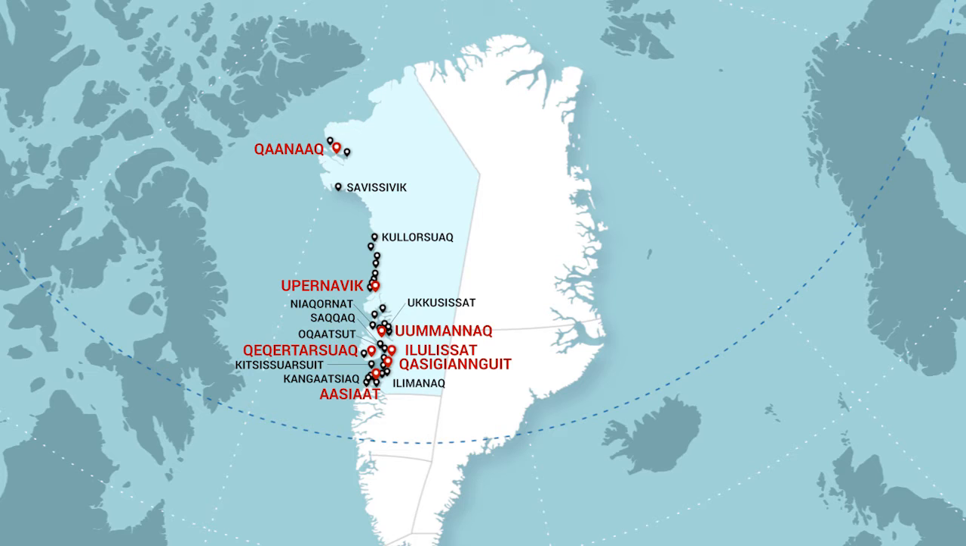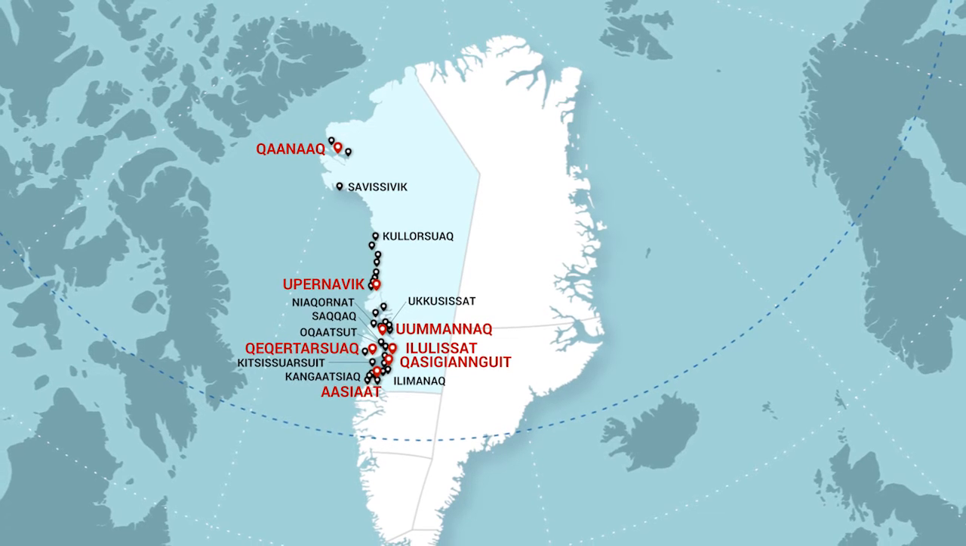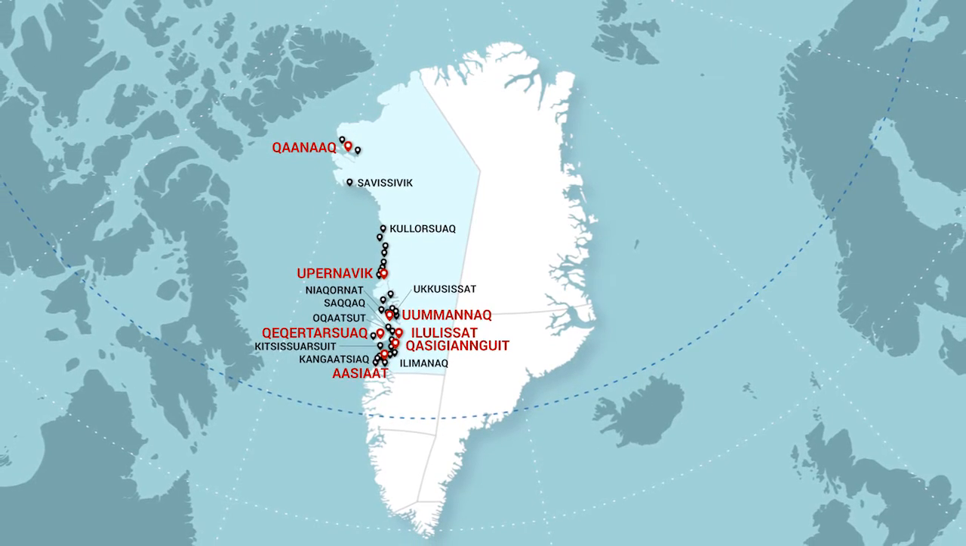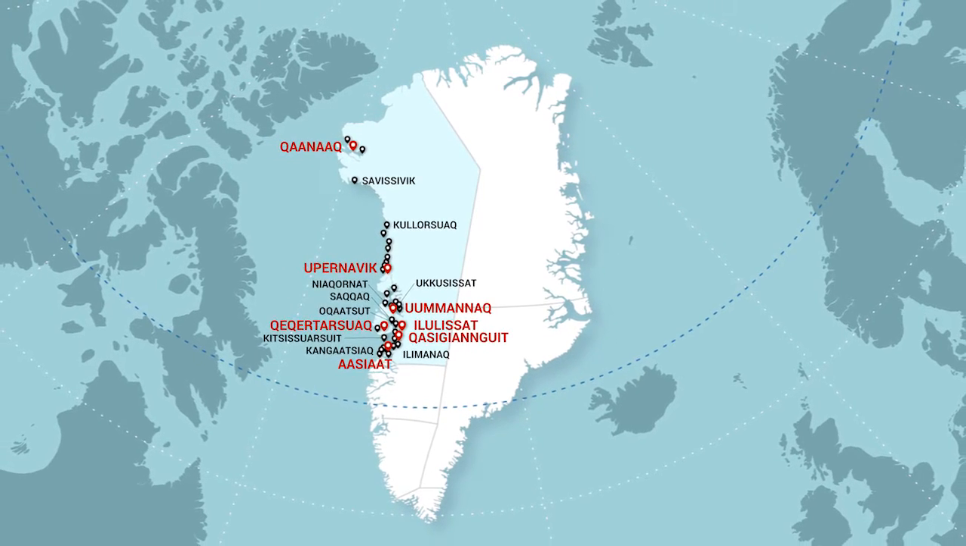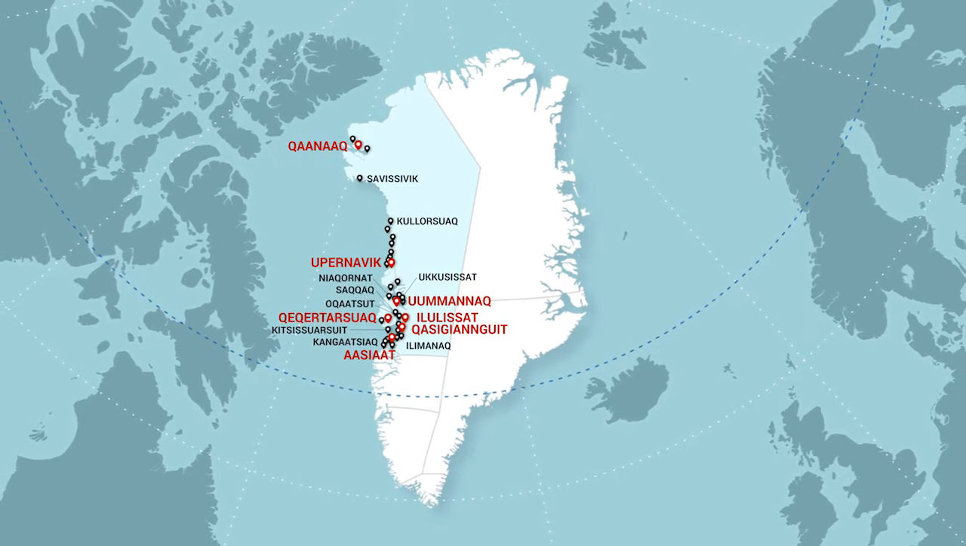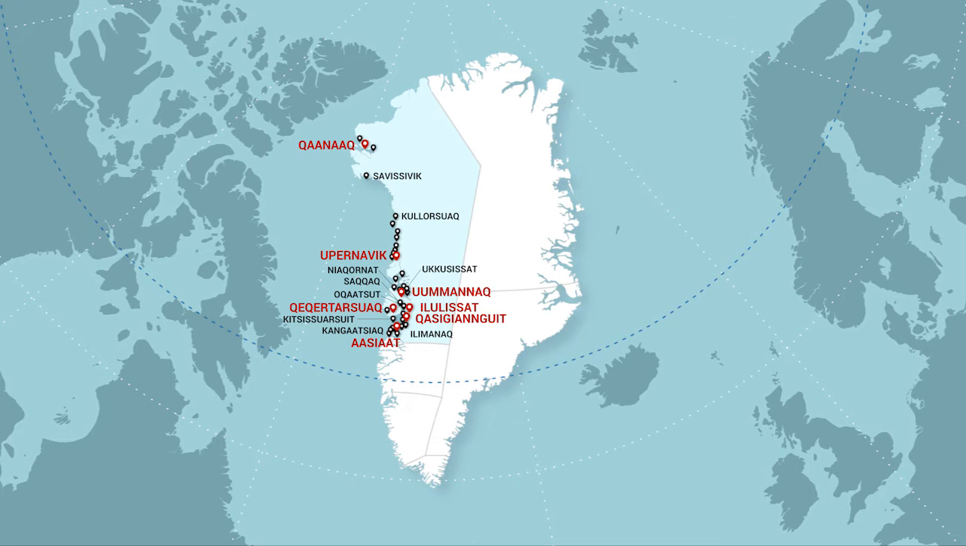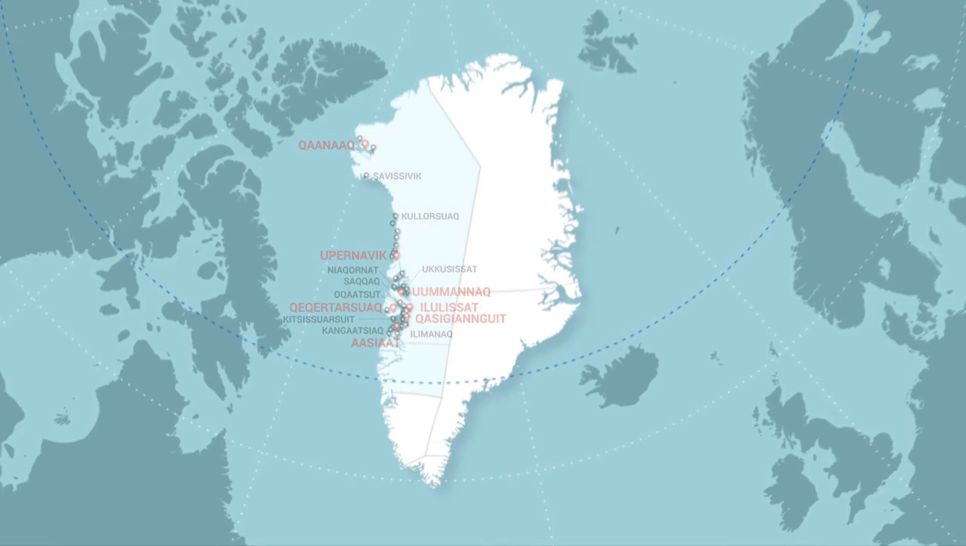A convenient circular boundary is created with the settlements of Ilimanak and Okatsut, the towns of Qasigiannguit, Aasiat, and Qaqortoqsuaq, and of course Ilulissat. North of a large peninsula in the coastline lie the towns of Uummannaq and Upernavik, which are best suited for small groups and individual travelers.